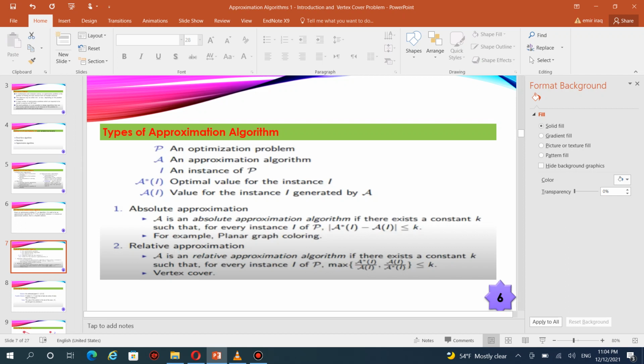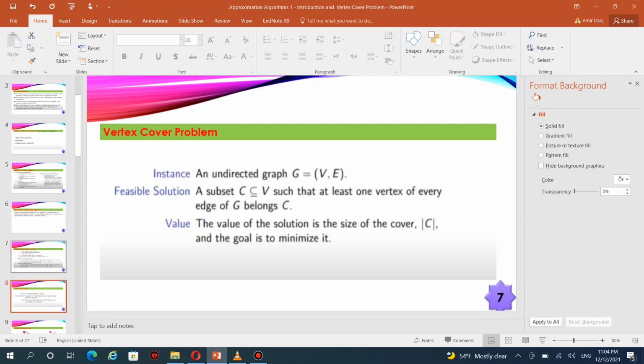This is about vertex cover. In the next slide, we will see an undirected graph G. It contains V and E. V refers to vertices, E refers to edges. Also, a feasible solution is a subset C of V such that at least one vertex of every edge of G belongs to C. So C is a subset of V, and at least one vertex of every edge of G belongs to C. The value of the solution is the size of the cover, the cardinality of C, and the goal is to minimize it.